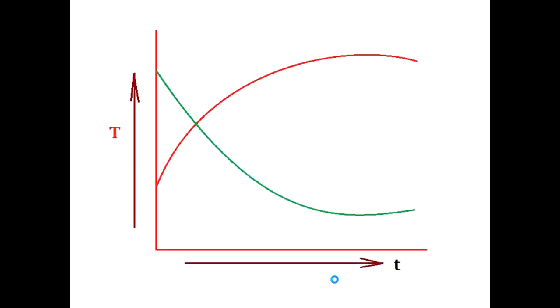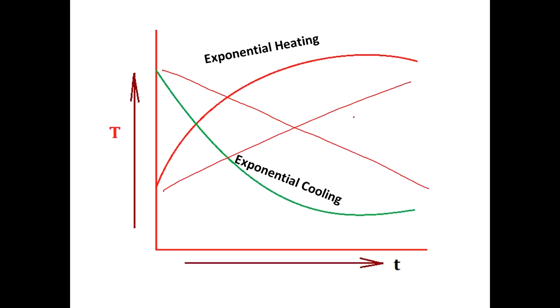This is the temperature distribution in transient conduction. One will be exponential cooling, another will be exponential heating. See here, these are not straight lines. This is very much exponential. The temperature is a function of an exponential term of time.